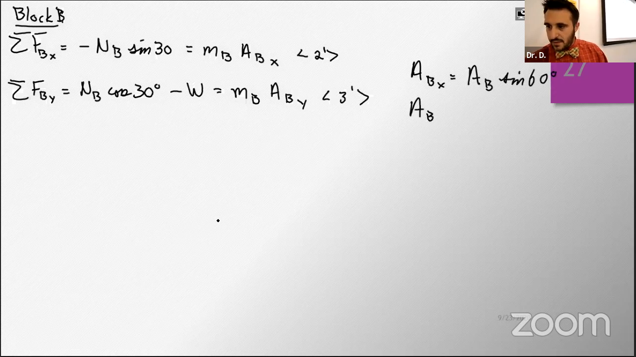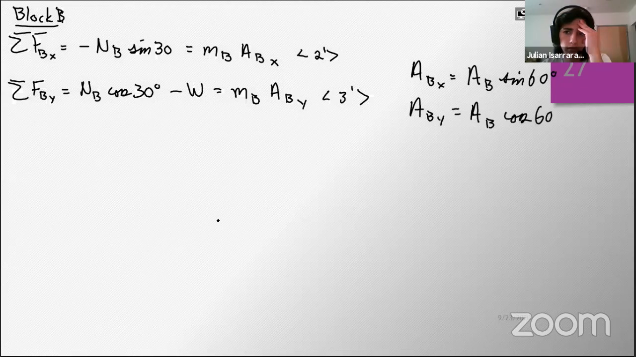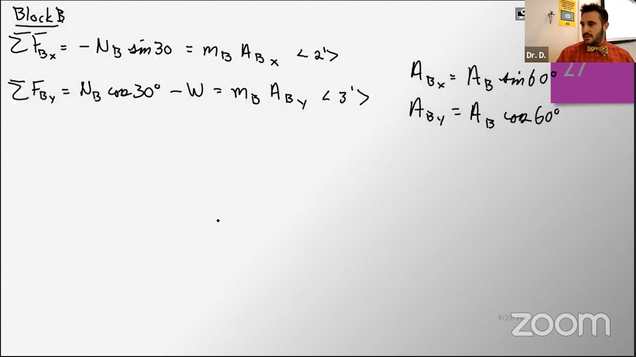And A_B,y is equal to A_B cosine of 60 degrees. So now you can plug these back into these two equations and you've got 3 unknowns, right? You can solve for A sub B, you can solve for N_B, and you can solve for A_A. Okay.